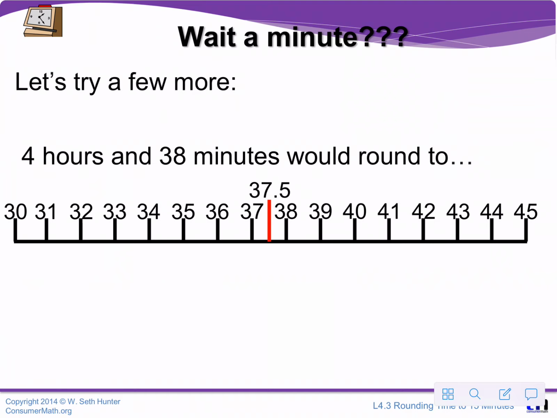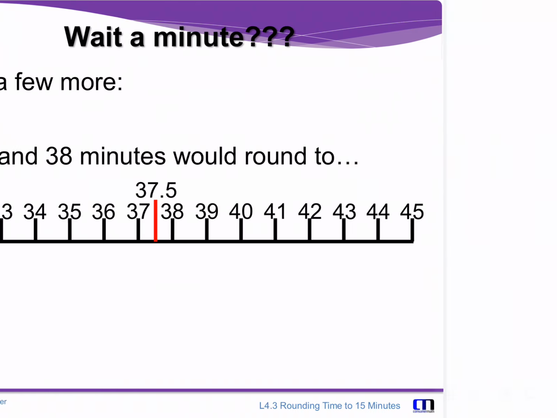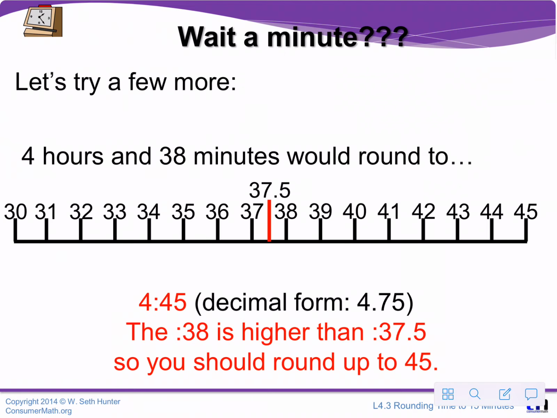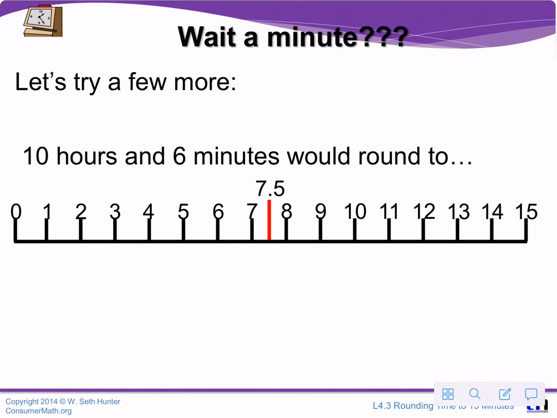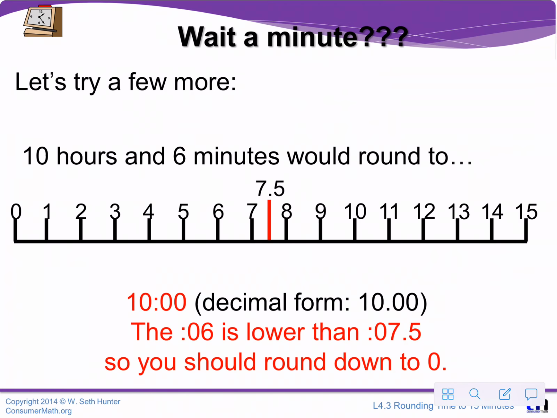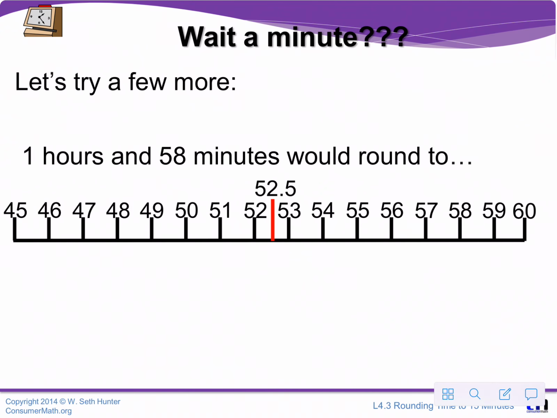Let's try a few more. 4 hours and 38 minutes would round to... 38 minutes is higher than 37.5, you should round up to 45, so 0.75. Try this one. And this one.